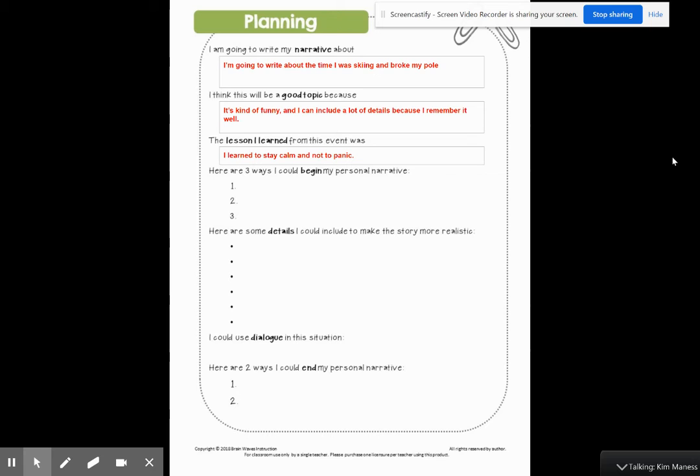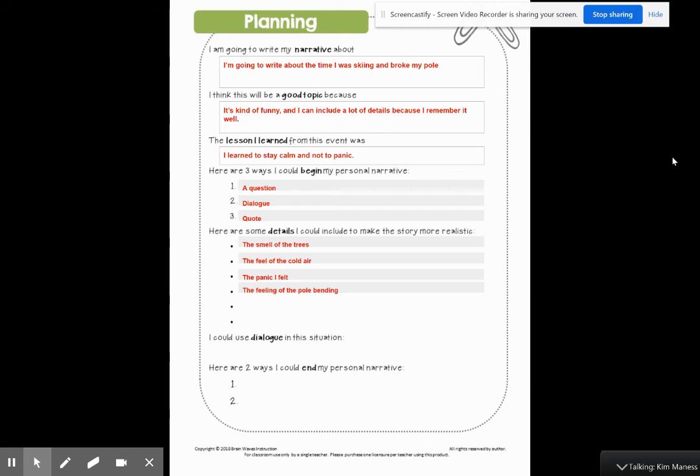Here are 3 ways I could begin my personal narrative. Maybe a question, maybe some dialogue, someone talking, maybe a great quote about learning to stay calm or learning not to panic. Some details that I can include: the smell of the trees, the feel of the cold air, the panic I felt, the feeling of that pole bending.